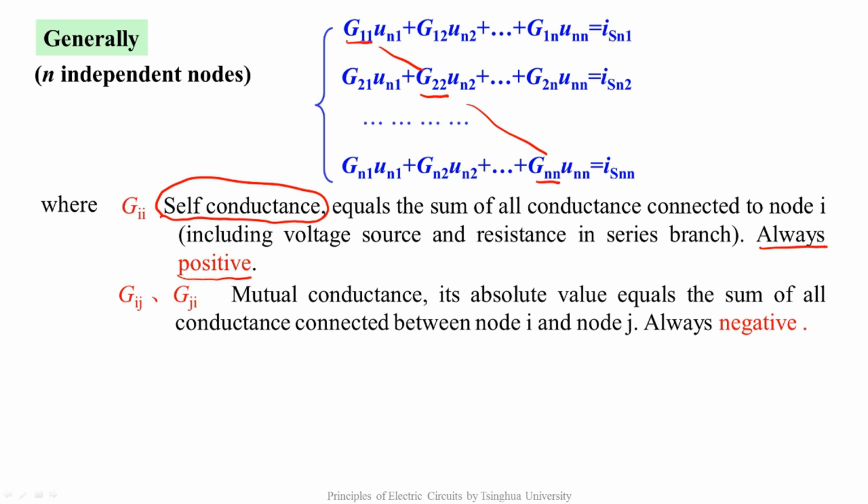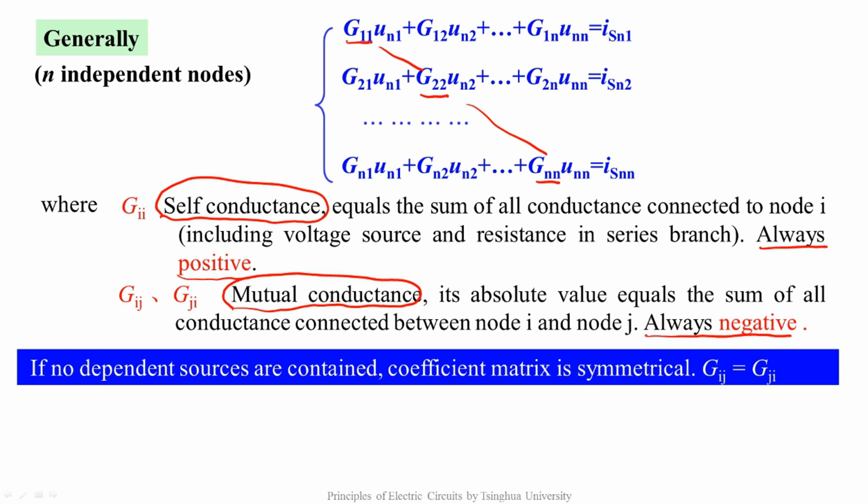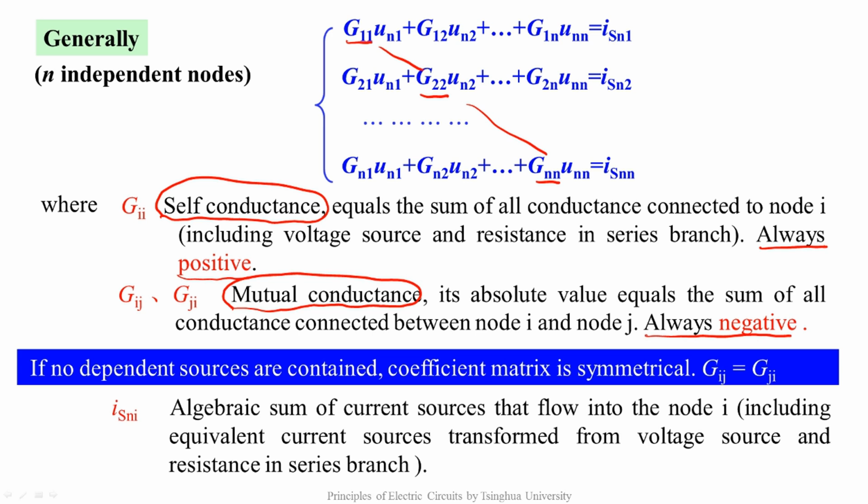While for the non-diagonal elements Gij and Gji, we call them the mutual conductance. It is the sum of all the conductances connected between node i and node j. Be sure to add a minus in front of it. It is always a negative value. For a circuit without dependent sources, the coefficient matrix of the left part should be symmetrical, which means Gij equals Gji. While on the right part, they are the sum of the current sources flowing into each node.